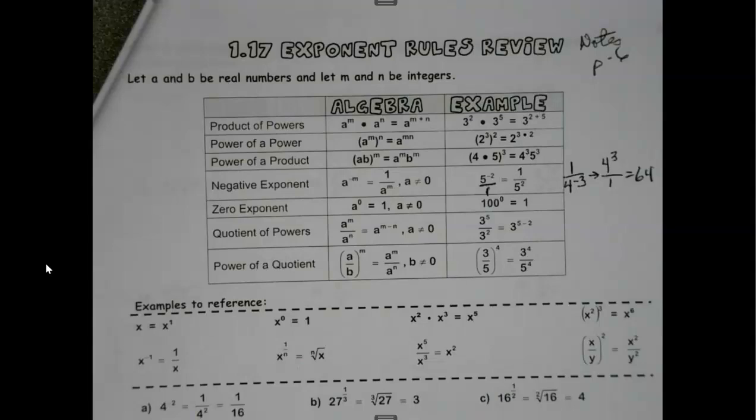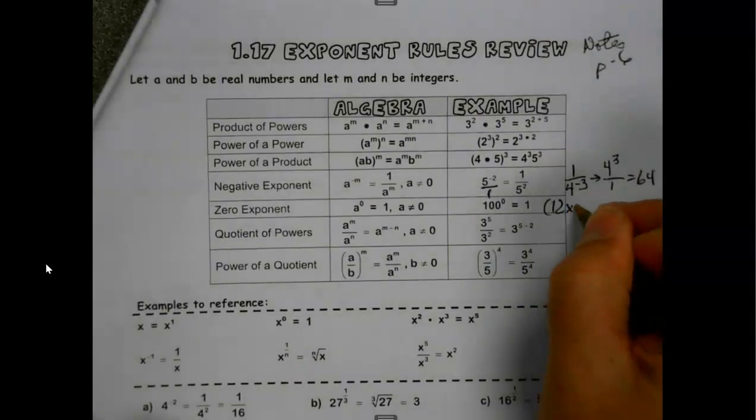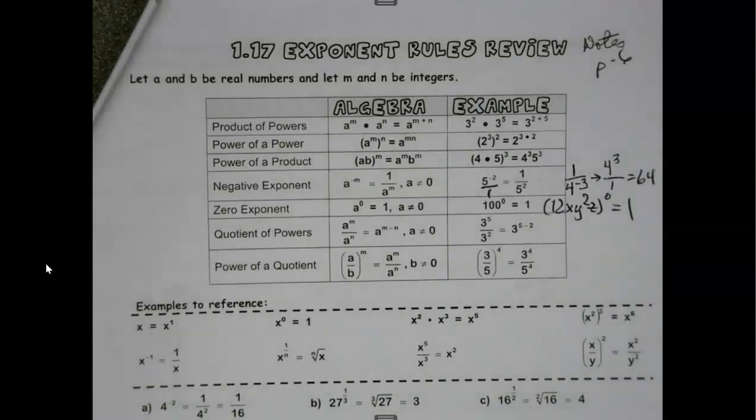Zero exponent, anything to the zero power is 1. Anything, even 12xy squared z to the zero power, it's still 1. So be careful out there. It doesn't mean it's a to the first. It doesn't mean it's 100 to the first. It's literally 1. Okay? Division, we said, subtract your exponents.